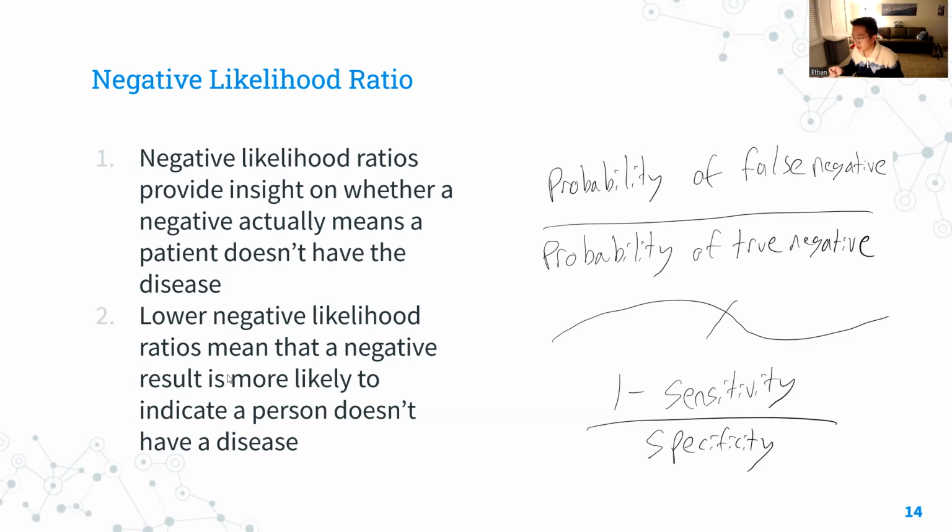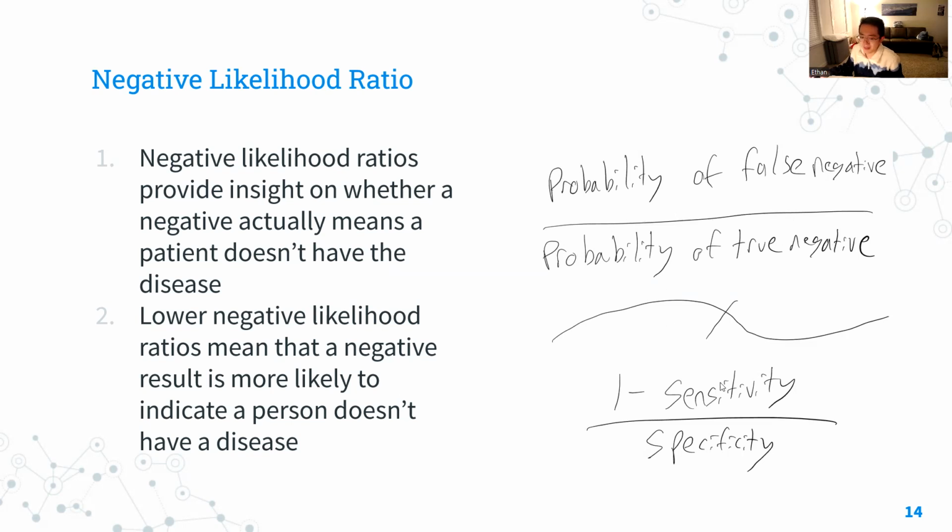The lower the NLR is, the more accurate. And that makes sense when you go into the math, right? If we want a lower quotient here, we want a smaller fraction here, we want the probability of true negative, the denominator, to be bigger than the numerator, which means, again, the negative result is more likely than not to be true, right? So that's why a smaller NLR is better, because that means we want a higher probability of true negatives compared to a probability of a false negative. Hopefully that sort of makes sense.